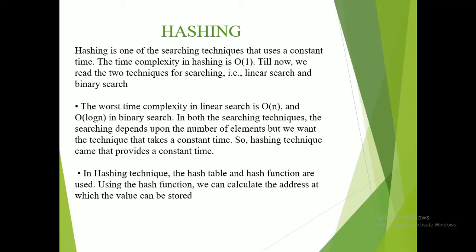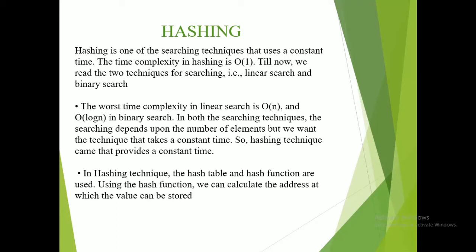Hashing. Hashing is a searching technique that uses constant time. The complexity of hashing is O(1). Till now, we read two techniques for searching: linear search and binary search. The worst time complexity is O(n) in linear search and O(log n) in binary search. In both searching techniques, the searching depends upon the number of elements, but we want a technique that takes constant time. So hashing is the technique that provides constant time.